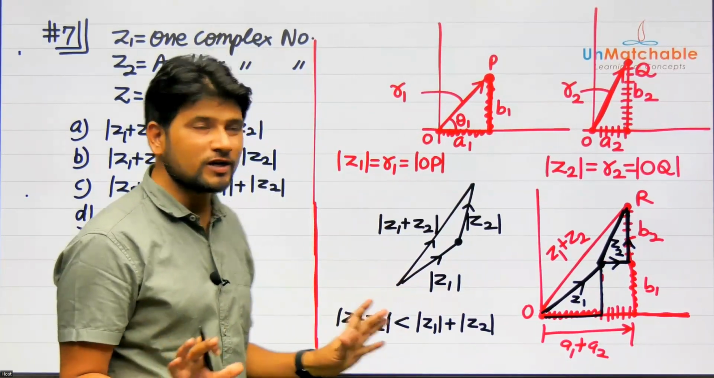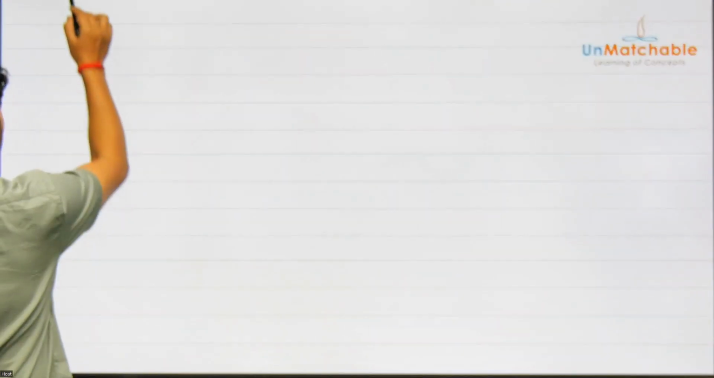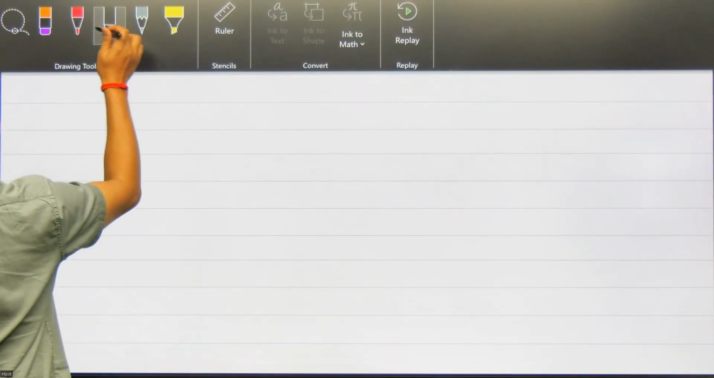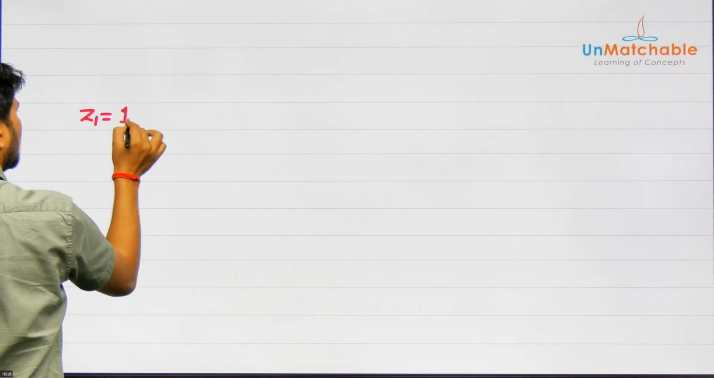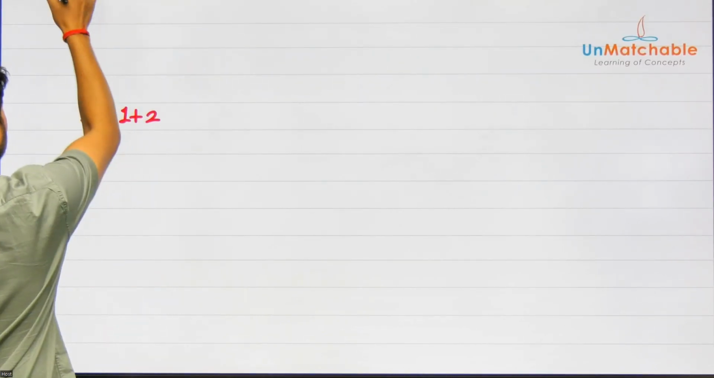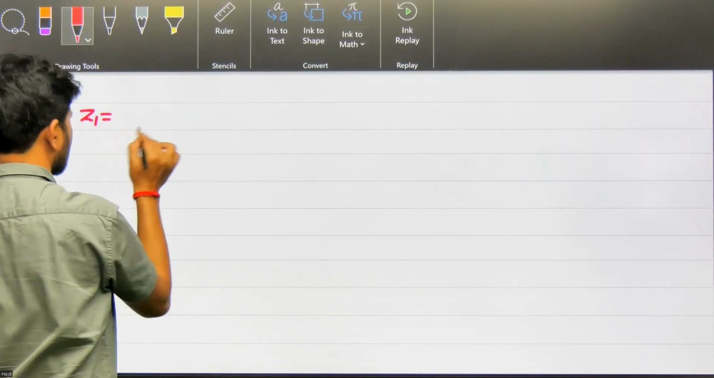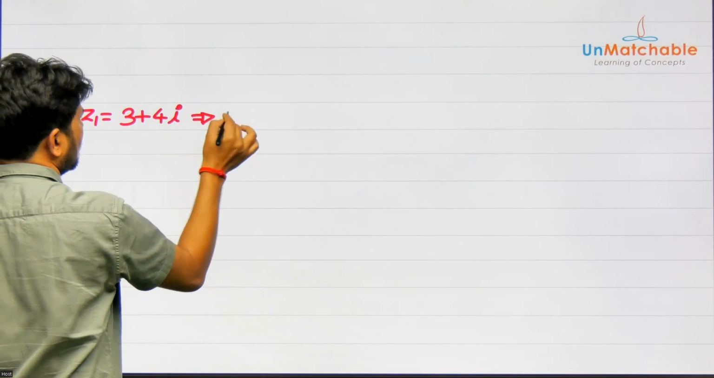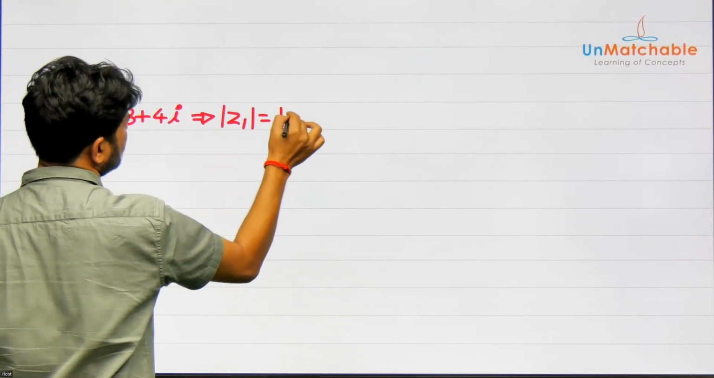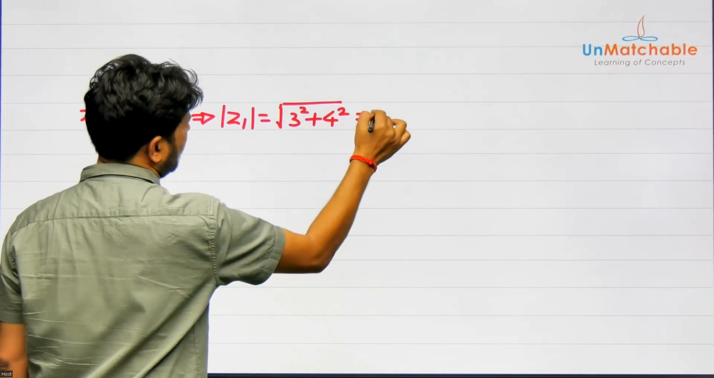All right, you can actually try verifying it on some numerical values, and then you will be able to see it yourself. Suppose Z1 is, take 1 where the square root becomes a full integer. So let's say Z1 is 3 plus 4i. Now what will be the modulus of Z1? Modulus of Z1 will be the square root of 3 squared plus 4 squared, which is 5.